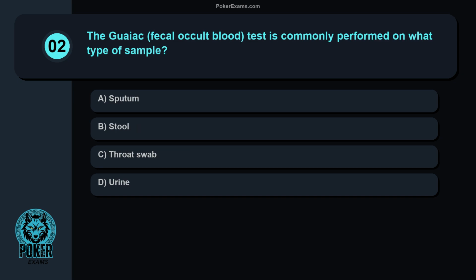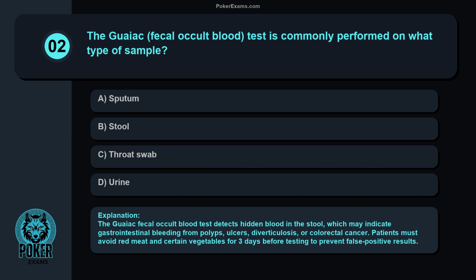Question 2. The guaiac, fecal occult blood, test is commonly performed on what type of sample? Sputum, stool, throat swab, urine. The guaiac fecal occult blood test detects hidden blood in the stool, which may indicate gastrointestinal bleeding from polyps, ulcers, diverticulosis, or colorectal cancer. Patients must avoid red meat and certain vegetables for 3 days before testing to prevent false positive results.